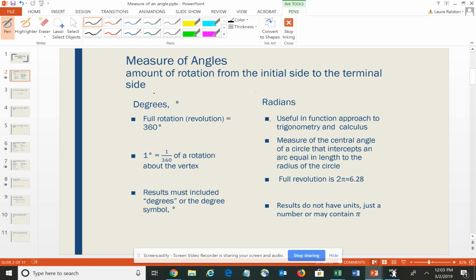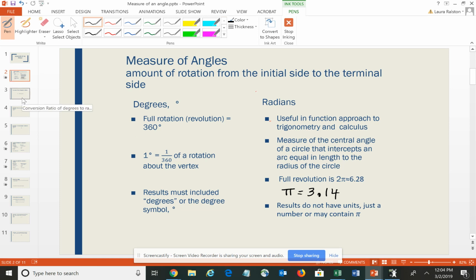And the full revolution, if you go from the initial side and rotate completely back around to the initial side, is 2 pi. And hopefully you know from your previous math courses that pi is 3.14. So 2 pi is about 6.28. Typically when you're writing your measurement of an angle in radians, you're not going to have any units. We don't usually write the word radians. It's just a number. It could be a decimal, or it may contain pi.